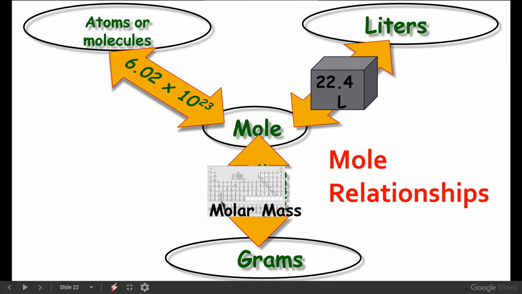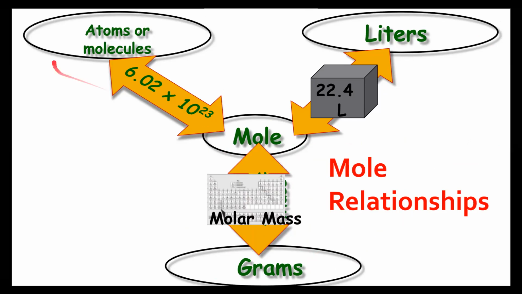If you wanted to figure out how many atoms are in a 2-liter bottle, then you'd have to start with 2 liters, convert it to moles, and convert it to atoms. You can find out how many oxygen molecules could theoretically be in a 2-liter bottle of soda.